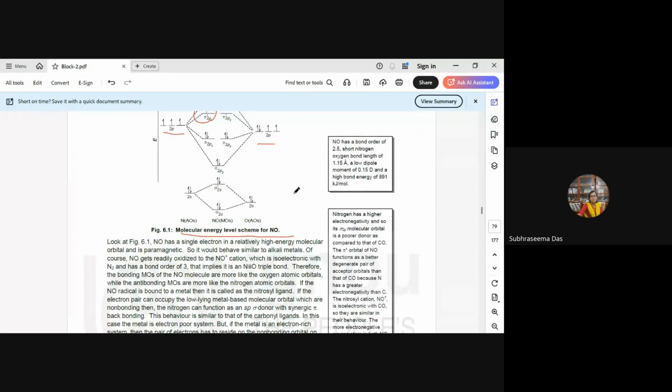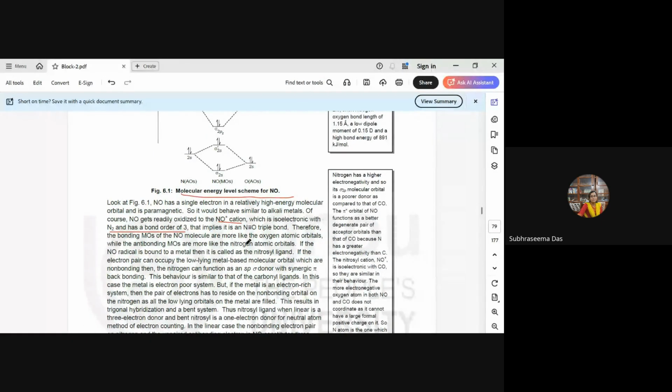It behaves similarly to the alkali metals, that is the group 1 metals. NO gets readily oxidized to form the NO+ cation, which is isoelectronic with N2 and has a bond order of 3, implying a triple bond. Therefore, the bonding molecular orbitals of the NO molecule are more like the oxygen atomic orbitals, while the antibonding molecular orbitals are more like the nitrogen atomic orbitals.